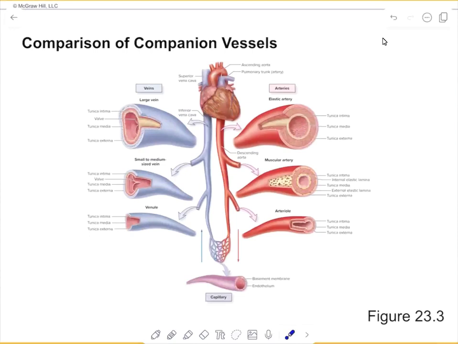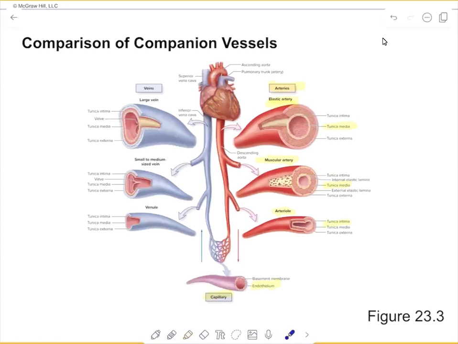This is showing the comparison of all the different vessels. For the arteries, there are actually three groups based on what is making up the different tunics. So notice in the arteries, it has the thickest tunica media. That media is going to decrease as we go from the elastic artery to the muscular artery to eventually the arteriole. For the capillary, remember that we only have the endothelium, which is the tunica intima.